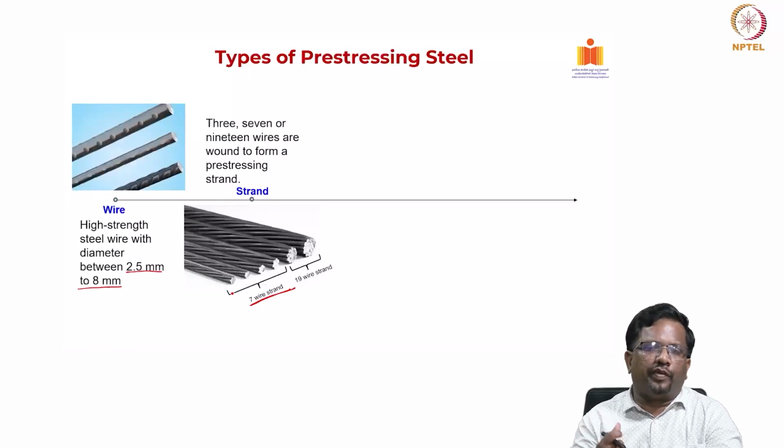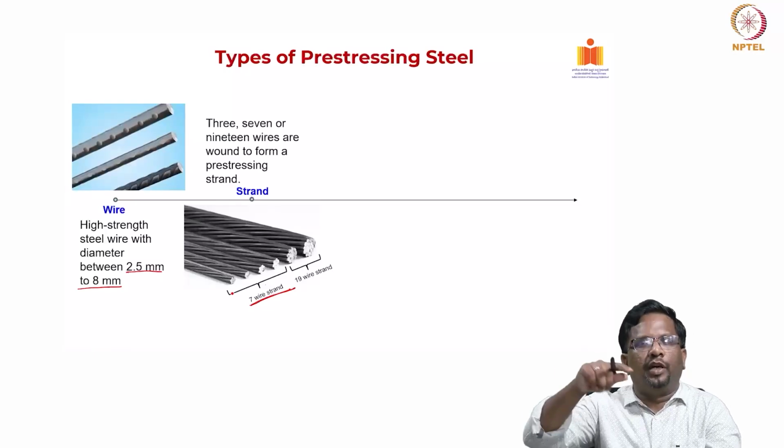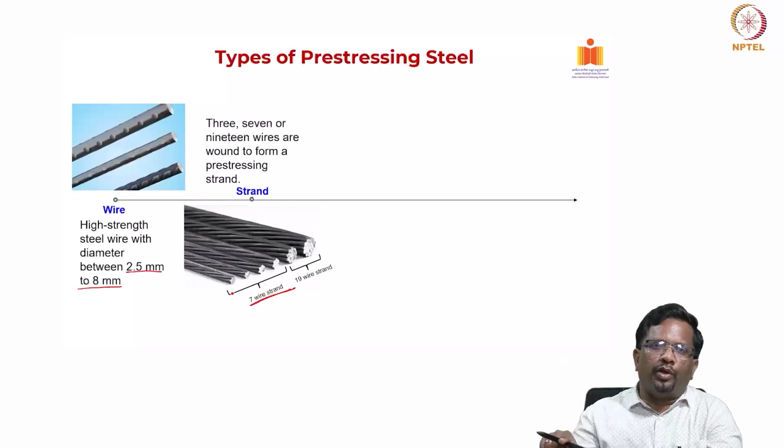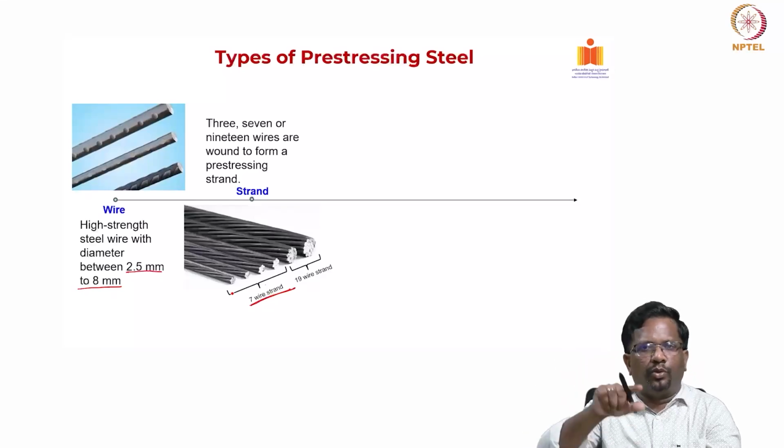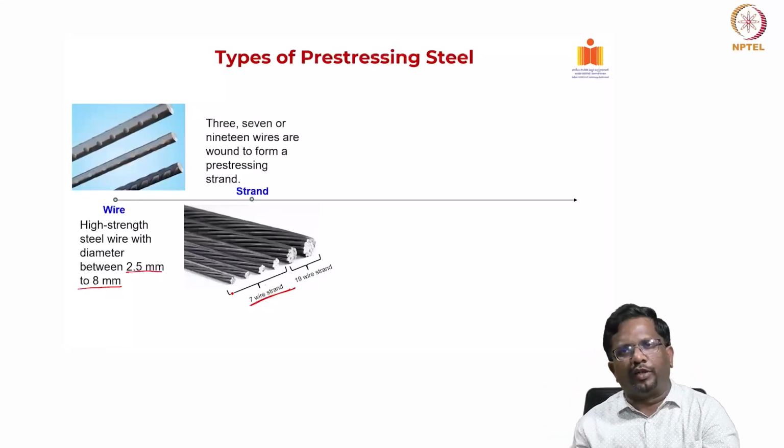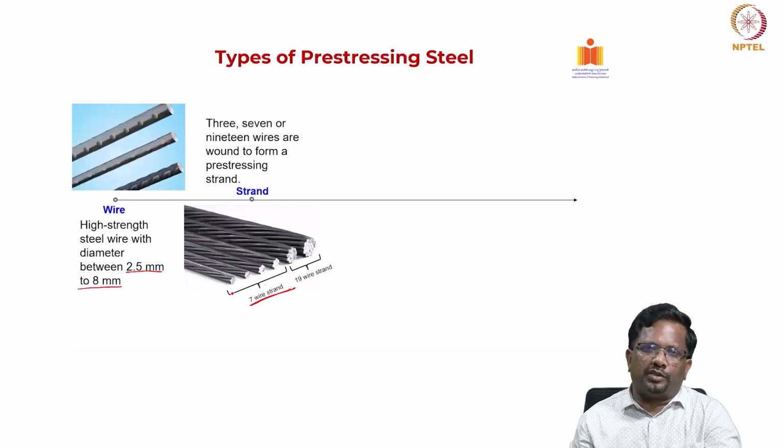Then you get a very flexible pre-stressing strand, and pre-stressing strand can be wound into rolls of any length you want. That is again another advantage of pre-stressing strand, because by virtue of their shape, they are very flexible, they can be rolled into any length.